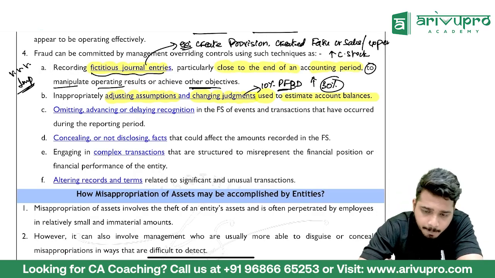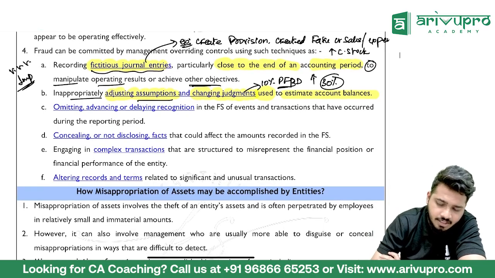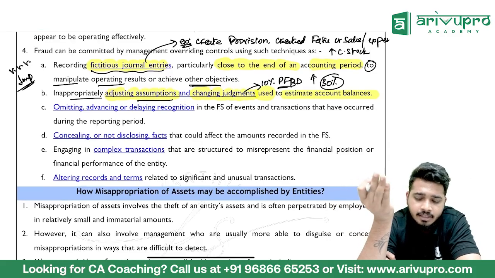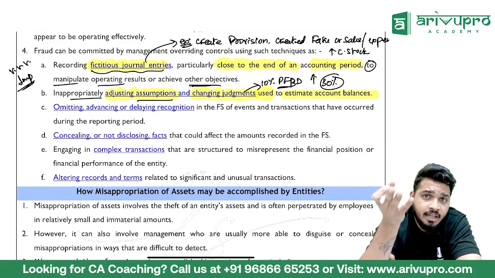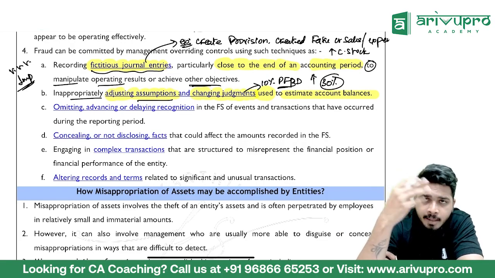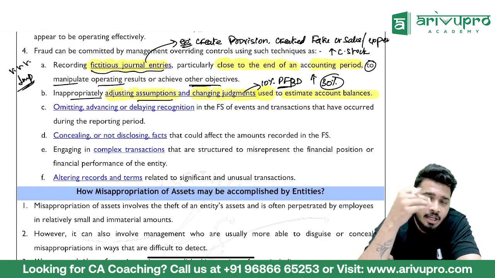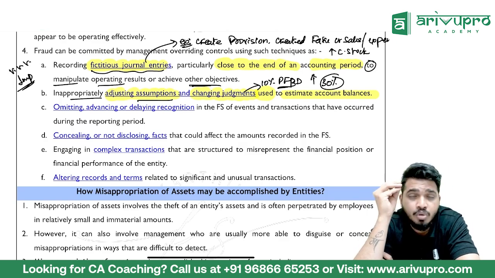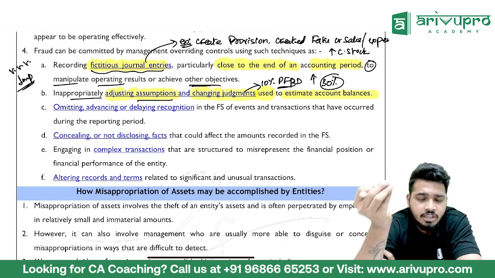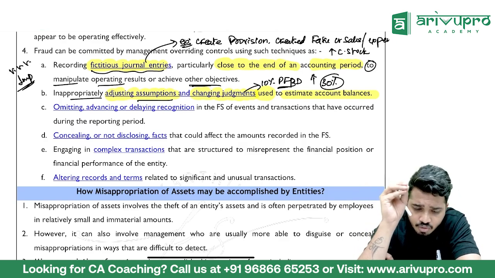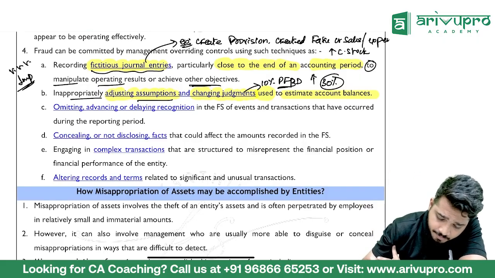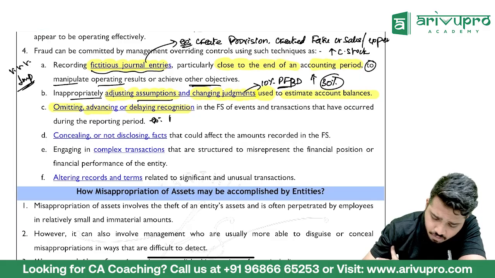Clear? If you appropriately adjust the assumption, no problem. Sir, yes, we got the idea that 10% is not enough, we might have to lose more. At that time, changing to 30% is no problem. I'm not saying every change is an issue. Inappropriately, if you're adjusting, then there is an issue. Appropriately, you adjust, no problem at all. Then, omitting, advancing or delaying recognition. A classic example, the Byju's.